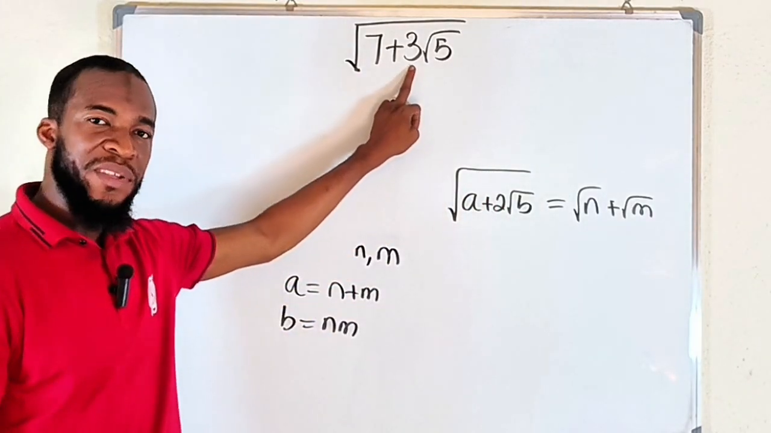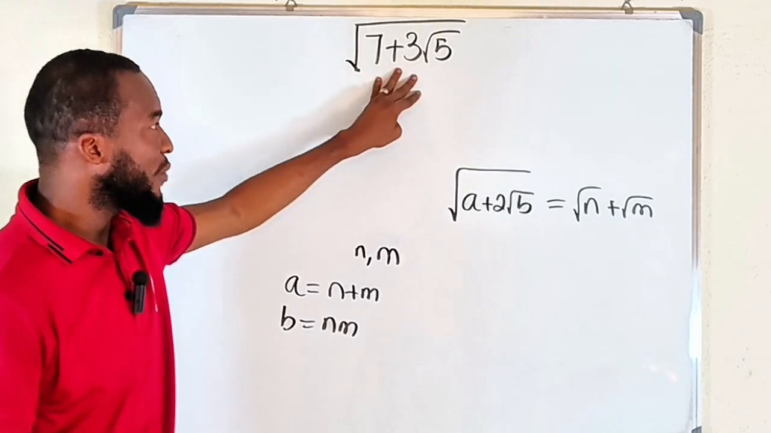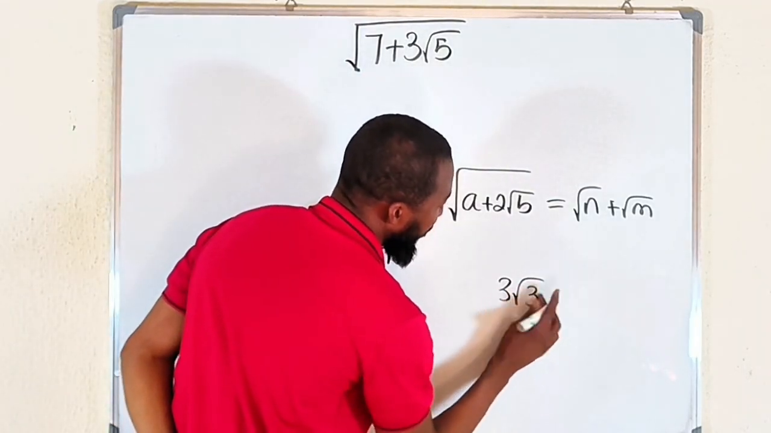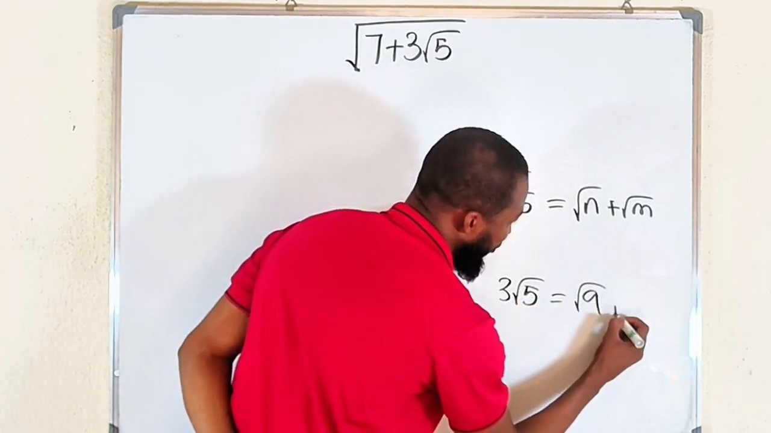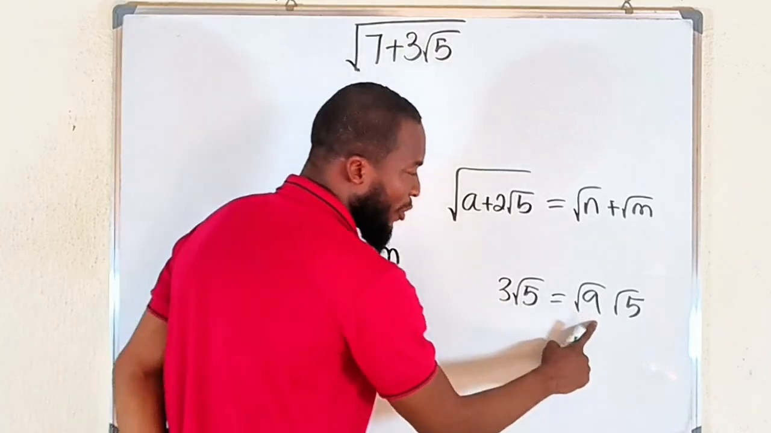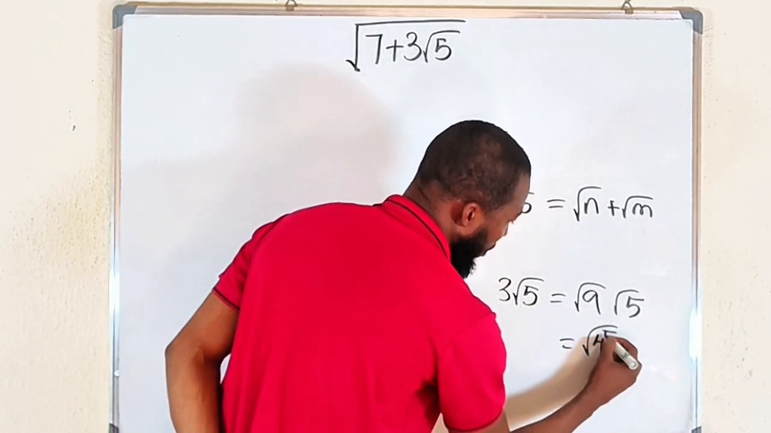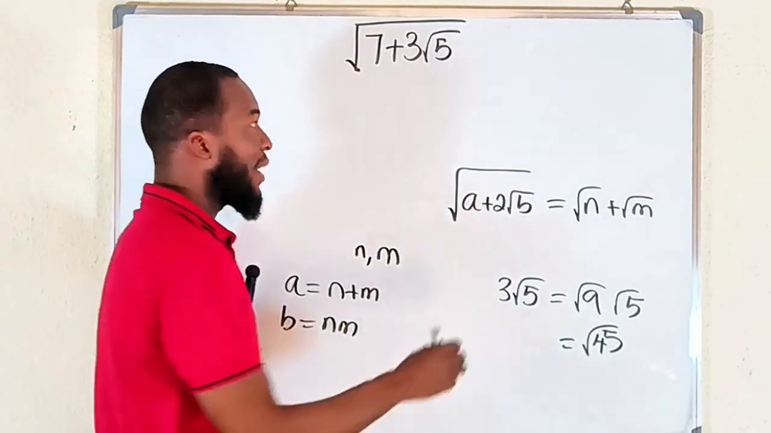But you can see we have 3 here. How can we do that? We have to manipulate this expression a little bit. This 3 root 5 is also the same thing as square root of 9 times square root of 5, right? Because square root of 9 is 3. So now you can multiply their inputs. This is root 45. So instead of 3 root 5, we can write it as root 45.